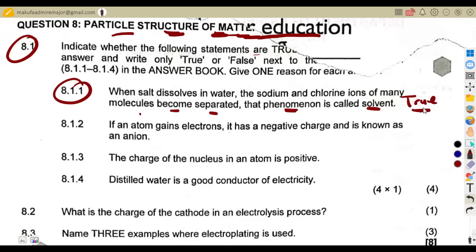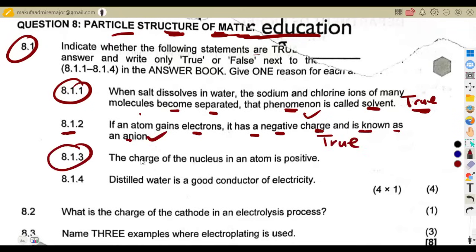That is exactly what happens if we are dealing with the sodium and chlorine in water. All right, it's going to be the sodium and chlorine. They will be of many molecules. That is exactly the definition that we have there. 8.12. If an atom gains an electron, it has a negative charge, which is true, and is known as an anion, which is actually true. All right, this is true.